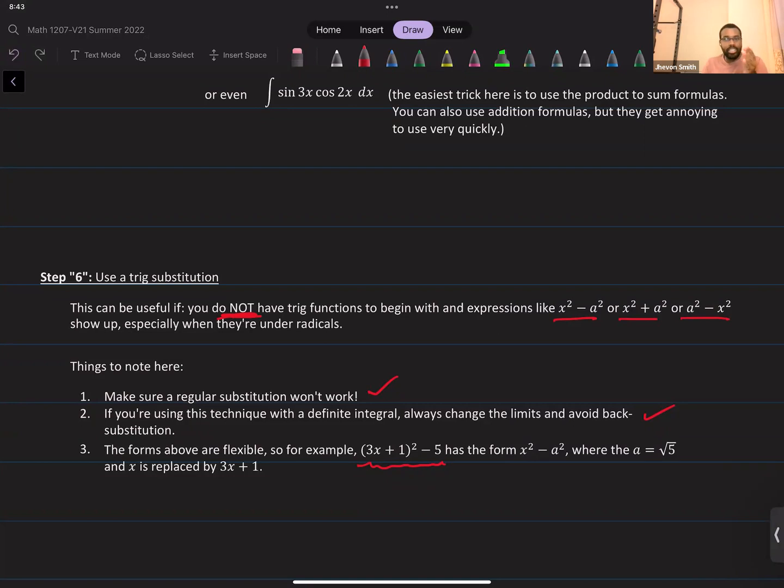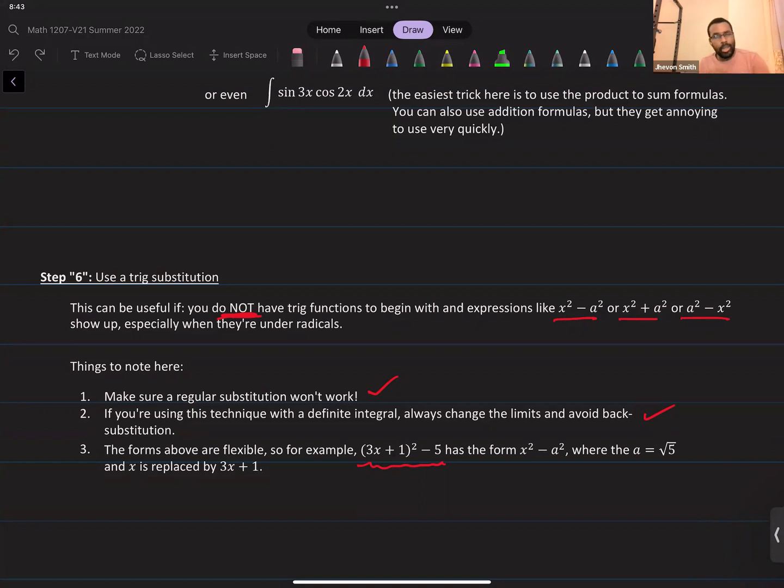You can think of any number as the radical of that number squared, and you can apply a trig substitution in the event that it's actually useful. Okay, so that's where a trig substitution works. You do not have trig functions to start with. You would generally have something with some polynomial type component, maybe some radicals in it, and a regular substitution would not work.